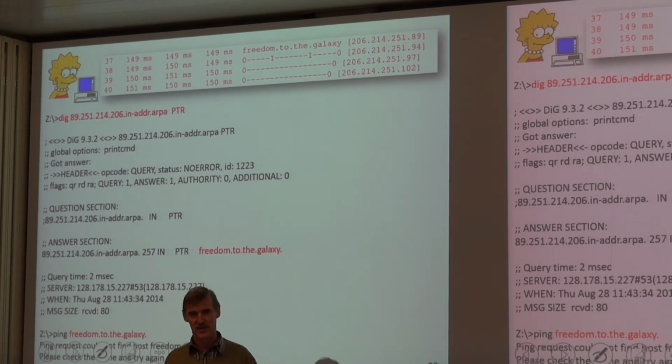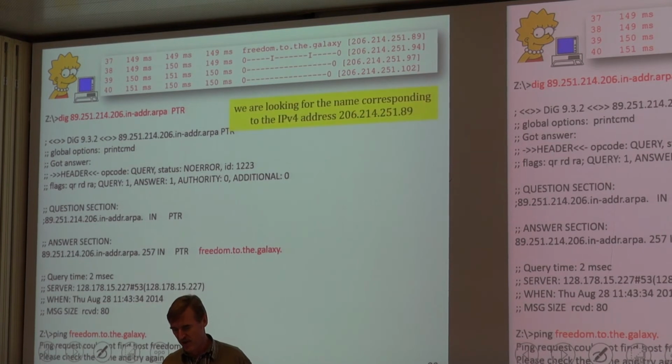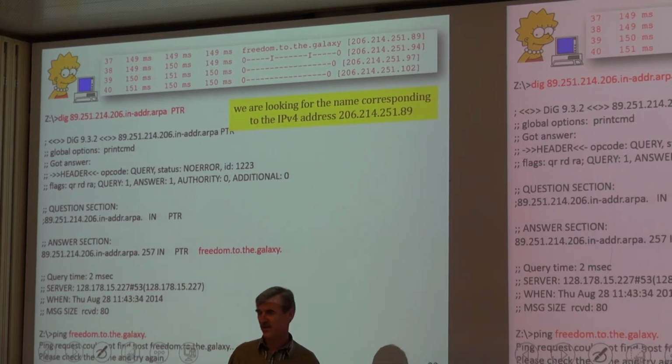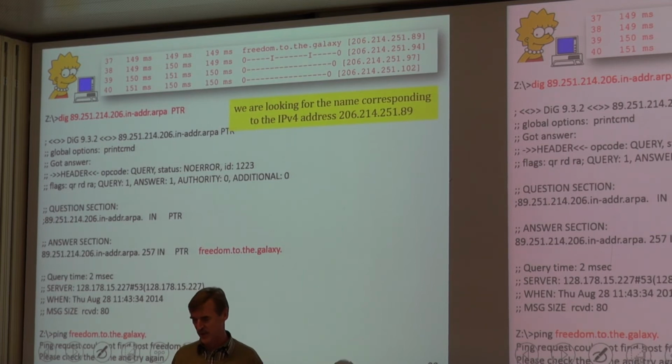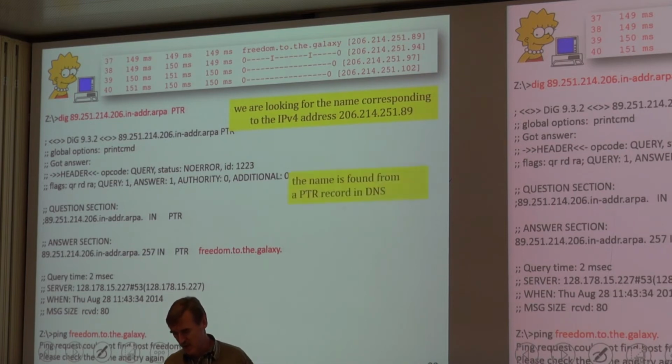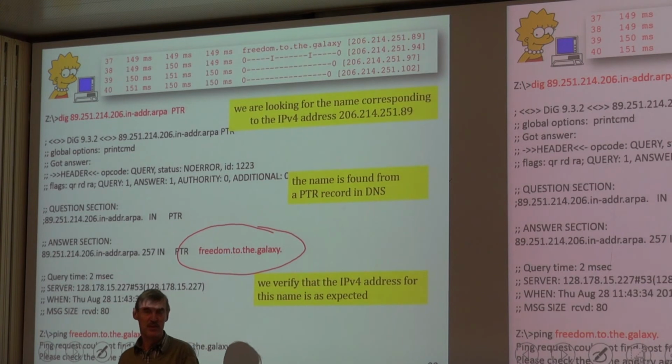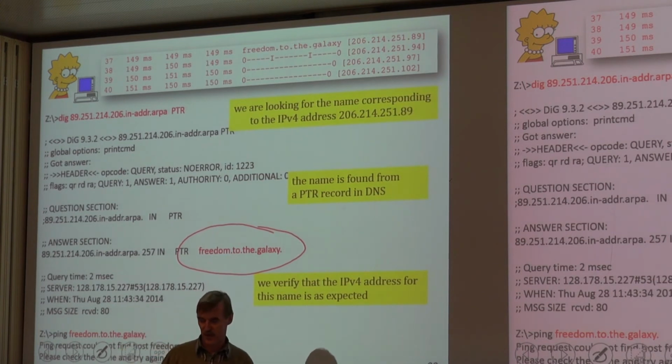So you can test whether they are real by redoing what traceroute did. What did traceroute do? Traceroute found an IP address that sent this ICMP error message. So I ask the DNS system to give me the name, and if I do this, I do find something, and the something is Freedom to the Galaxy. So this is what is written in all DNS servers of the world.